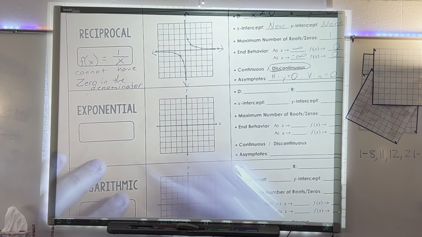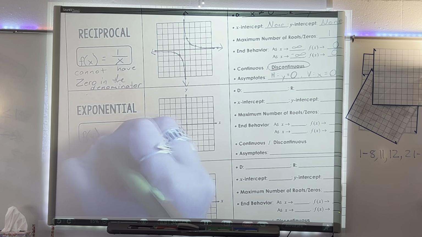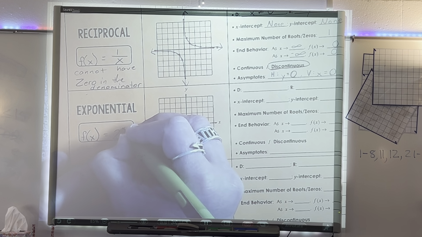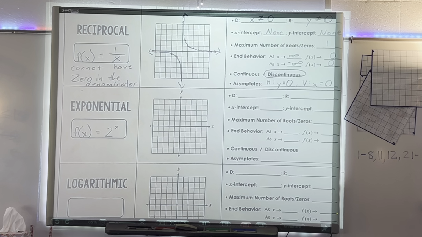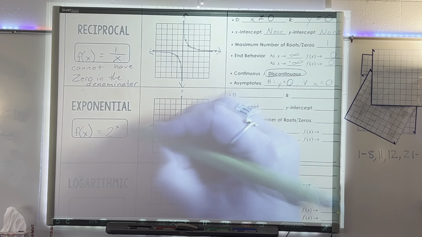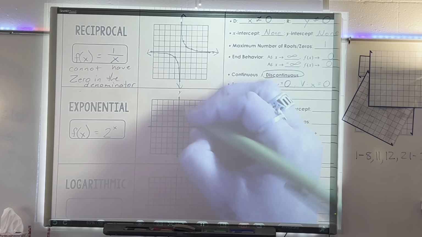All right, exponential. That is going to be f of x is equal to, and we're going to use the base of 2 to the x. We can't use 1 because 1 to any power is still going to be 1, so we wouldn't be able to see anything. So we're going to use 2 to the x. All right, if I put 0 in there, anything to the 0 power is what? It's one. Anything to zero power is one. You can put 10,000 to the zero, it's still going to be one.